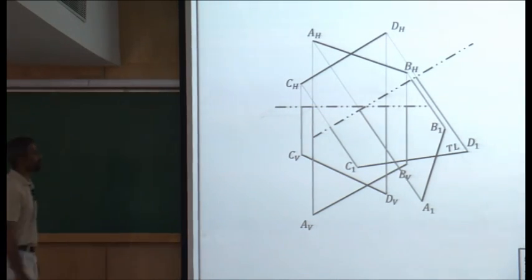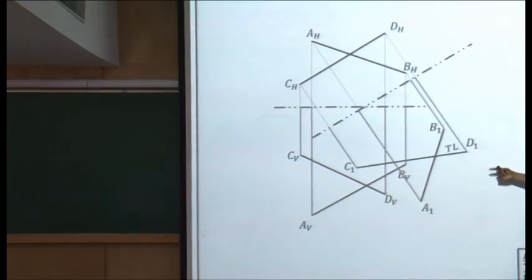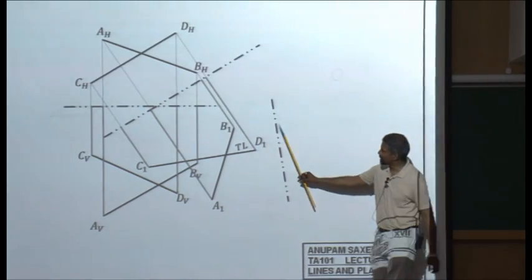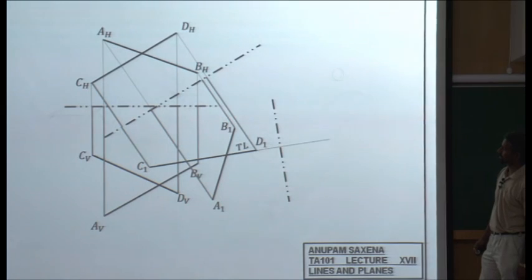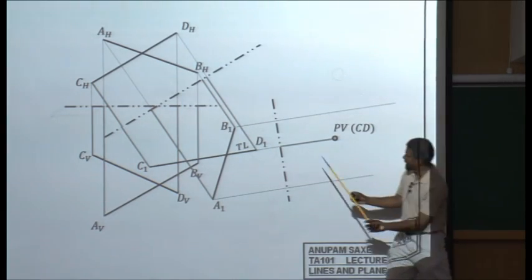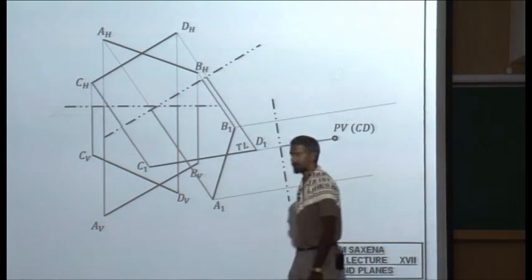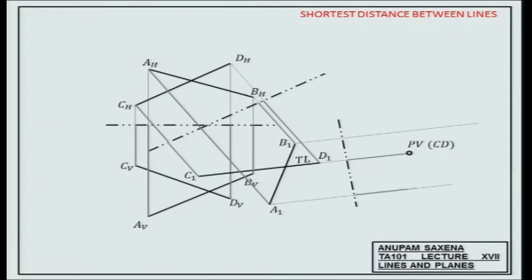Now let me try to visualize these two lines from a plane from where I can see CD as a point. Get the point view of CD. Make a hinge perpendicular to CD. Draw this projector, measure that distance, transfer over there, and this would give you the point view of CD. Draw two other projectors from A1 and B1 perpendicular to this hinge line. Where are you going to be measuring the distances from? Here. Measure that distance, transfer over here.